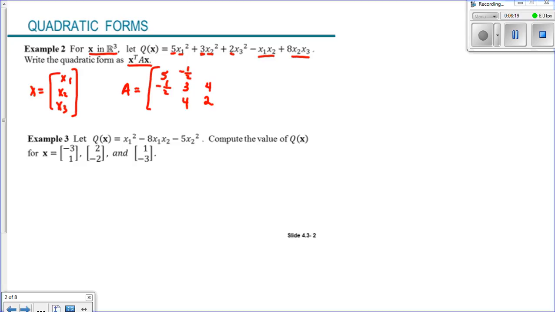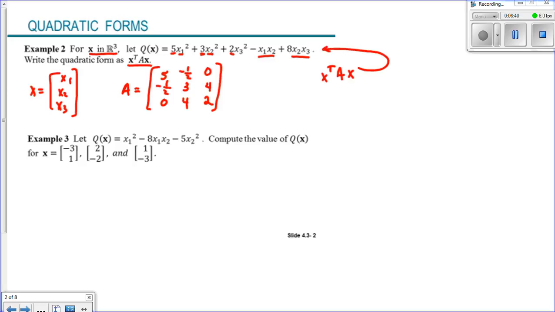Now there's not an x1, x3 term, so that means you had to have a 0 in the row 1, column 3, and column 3, row 1 position. So there's our matrix A. If you calculate it out, x transpose A times x, this is what you'll get.